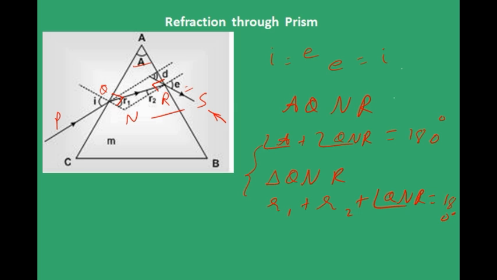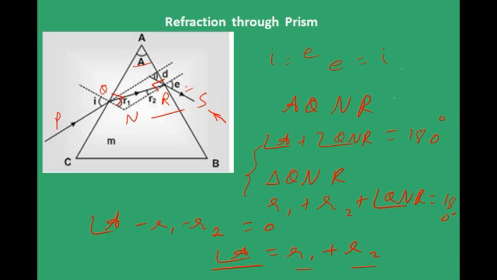From these two equations, if I subtract them, what will I get? Angle A minus R1 minus R2 is equal to 0, right? So my angle of prism is nothing but R1 plus R2. Angle of prism is fixed, right? That is something physical. So you can say that R1 and R2 are related in this way.